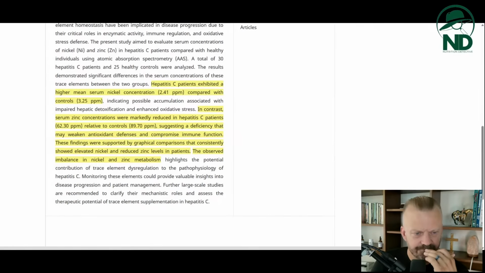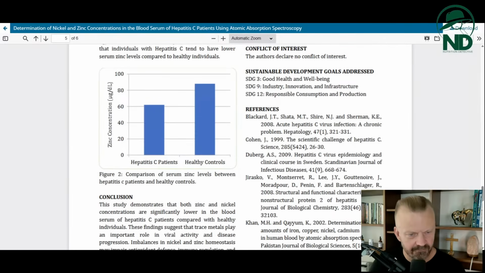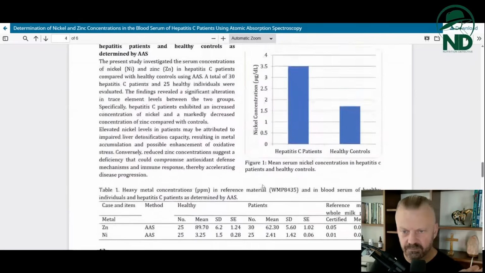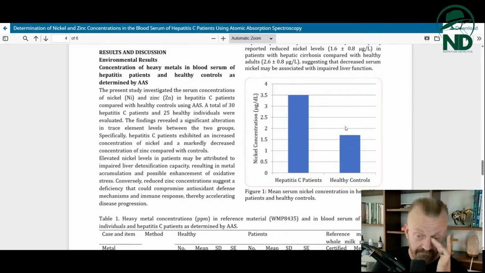We go to the actual paper. So here's the graph of the zinc. Healthy controls are up in the 80s. Hep C is down in the 60s. Gosh, zinc deficiency showing up again. Look at this graph of the nickel. Healthy controls, 1.7-ish. Hep C patients, 3.5. Double. Twice as much. Does this mean that they were actually high? No. It means that they were twice as high as the healthy controls. There it is. So, Hep C.